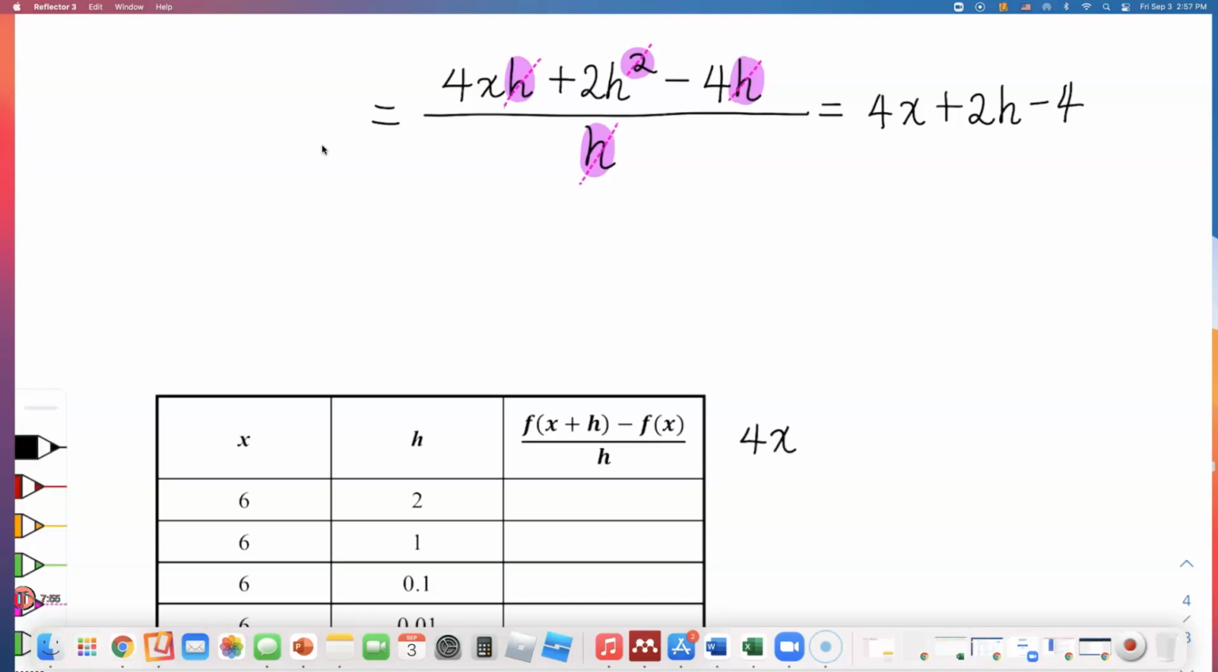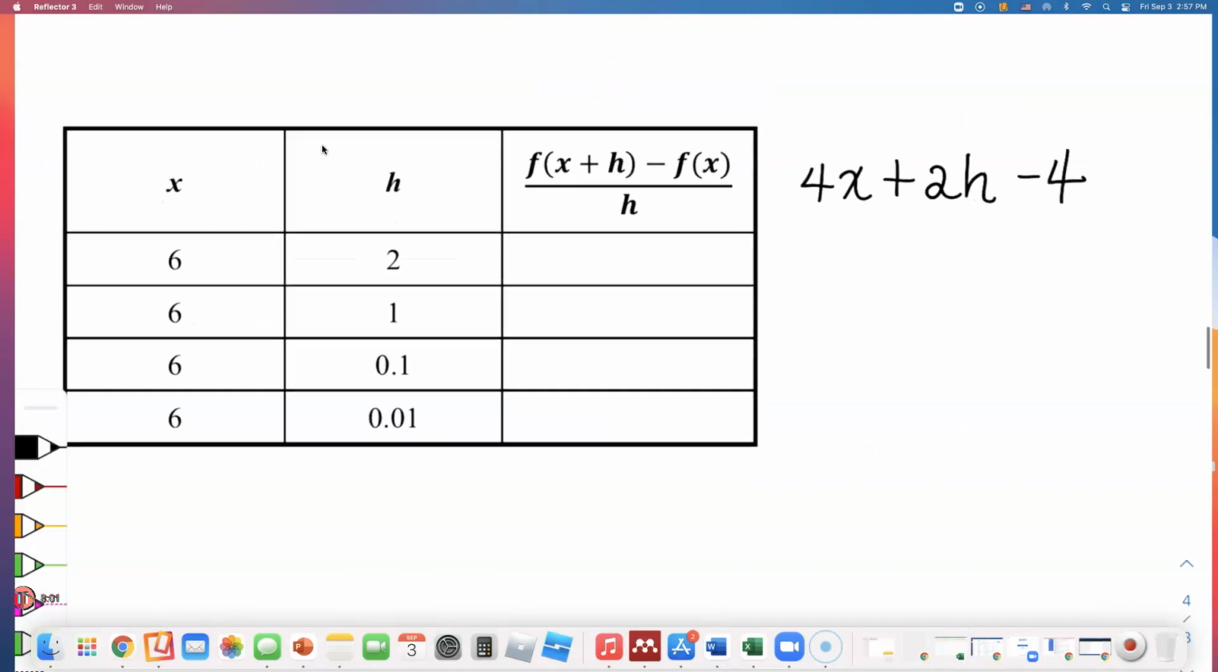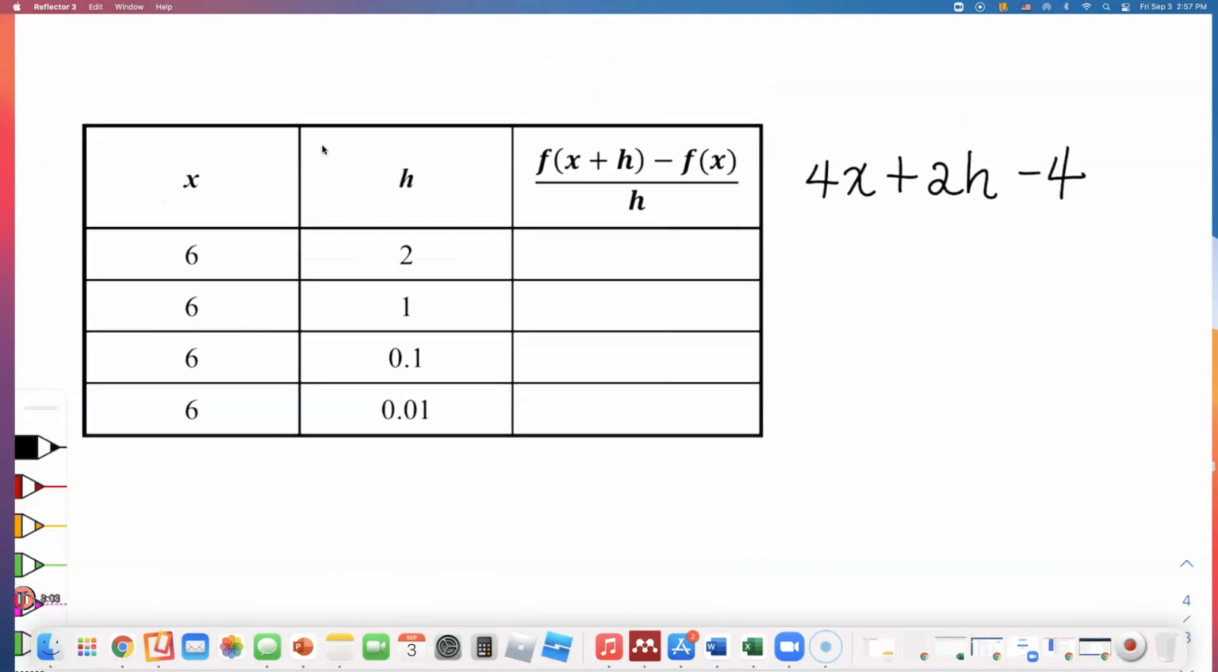They are giving us a set of x and h values for us to plug in. And it looks like x is always 6, but h is getting smaller and getting closer to 0. So what happens as h approaches 0? What will happen to our difference quotient? Let us plug it in.